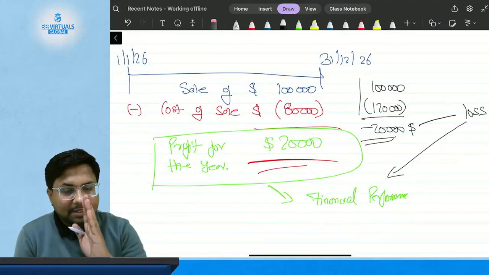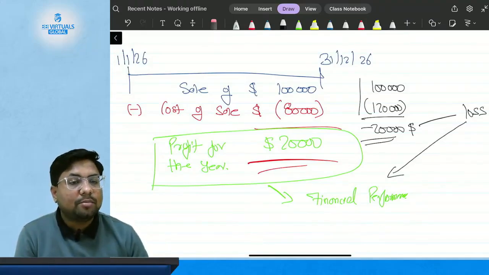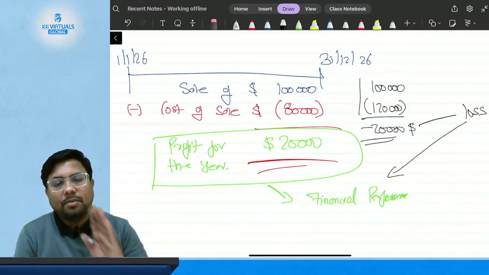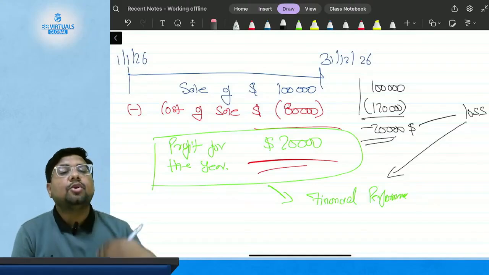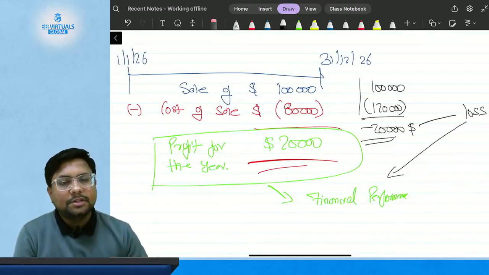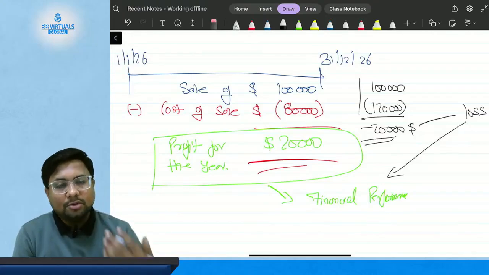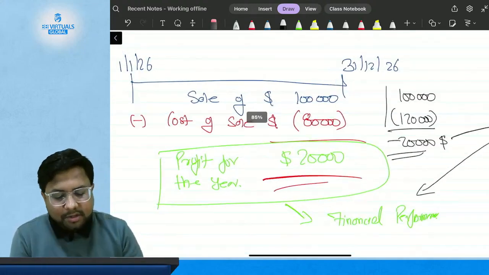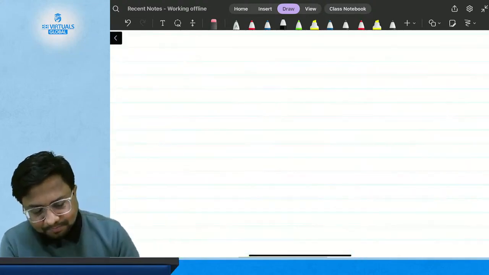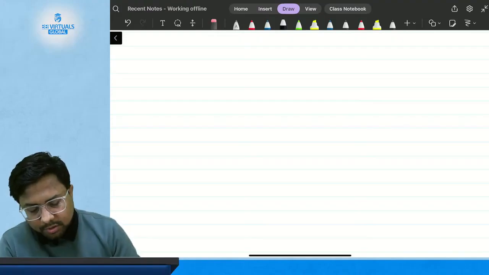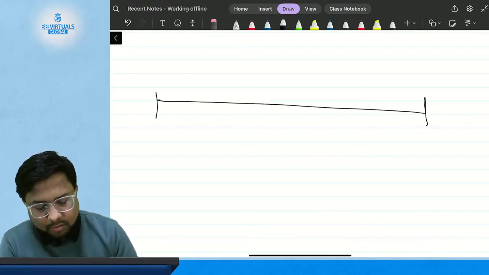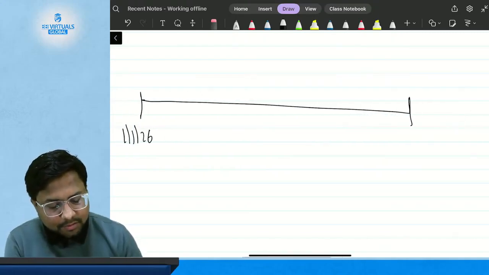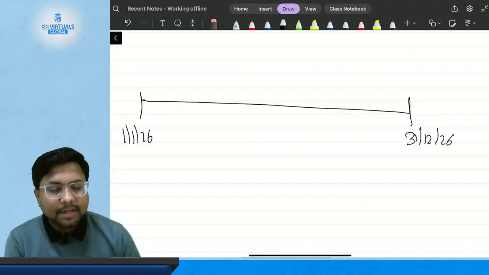Now, this does not concern a particular date or a particular point of time. The statement of profit or loss does not concern a particular date or point of time. It is not like the statement of financial position, or the balance sheet. They talk about a particular period. Suppose your year looks like this. It starts from 1st of January 2026 and ends on 31st of December 2026.